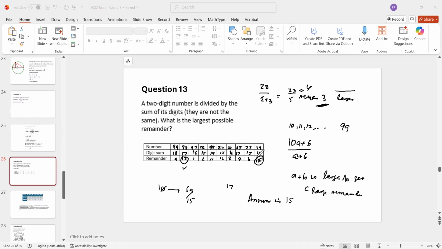Right? 7 plus 9 is 16, and the remainder is 15. So that's the answer. Interesting that number 79 is playing that role amongst the two-digit numbers.